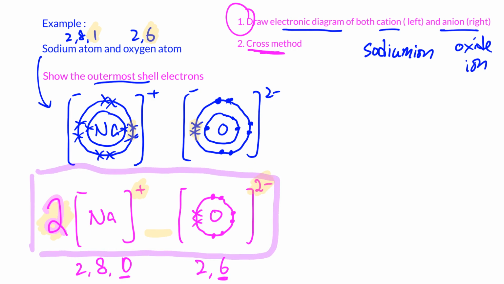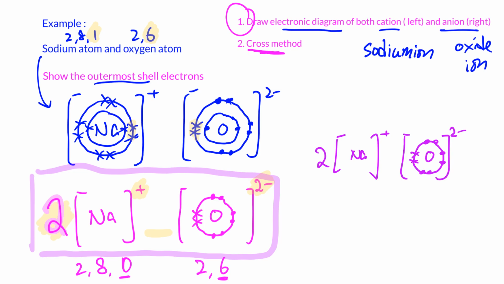So in the exam, you just need to draw things like sodium, metal ion. Actually you don't need to have circles, and then the oxide ion, because a metal ion all the time will lose electrons, so it will be like this. So the cross method 2, right here, and that will be the answer.